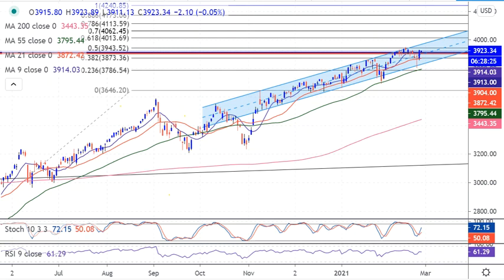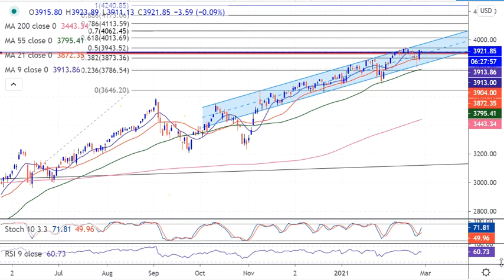If we take out 3926, we go for the next level, the R1, 3949. Now, obviously this ties in with our 50 level up here. So you've got your fib extension, you've got a prior high, and you've also now got the R1 based on yesterday's price action. So we can use our pivot points to project moves.